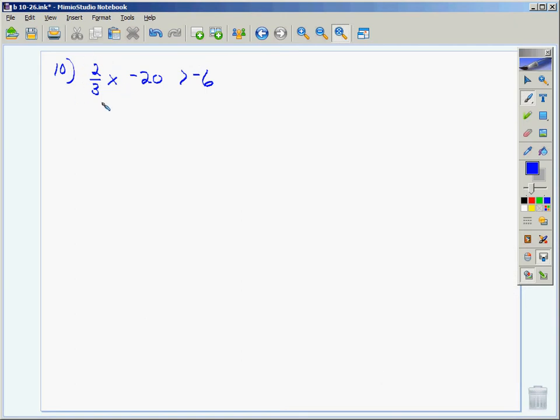I chose this one because it has this fraction that has both a numerator and denominator in it. Instead of doing this problem in 2 steps, I'm actually going to do it in 3. It's easier to do it in 3 steps than 2. I still want to get this variable by itself. So the first thing I'm going to do is get rid of this negative 20, and I'm going to get rid of it by adding 20 to both sides. I now have 2/3 x is greater than 14.